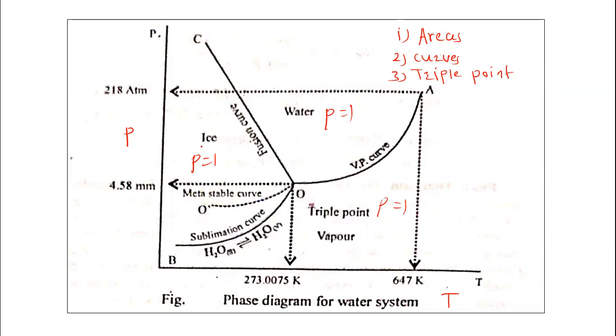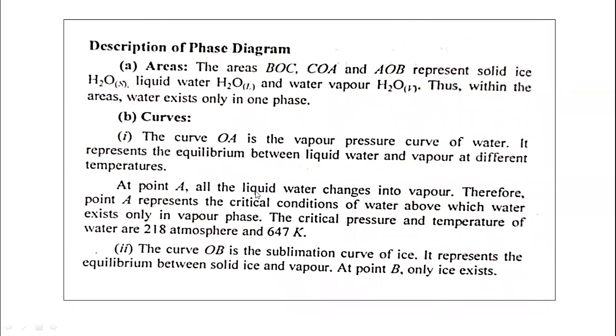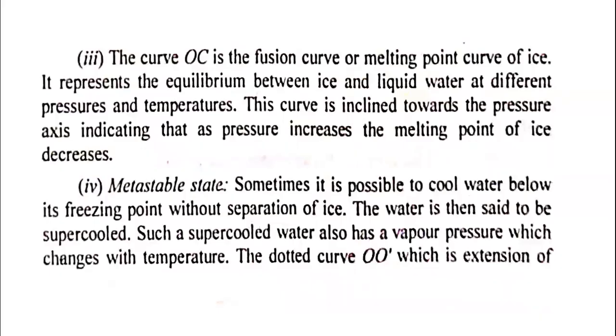This is O dash here. Up to the point O dash, the liquid water is in equilibrium with vapor water. It means that in the area of the solid ice, this dotted line shows that liquid water is in equilibrium with the vapor water. If we do this process continuously, with cooling of the water continuing, then liquid water is still in equilibrium with the vapor water. That state is called metastable.